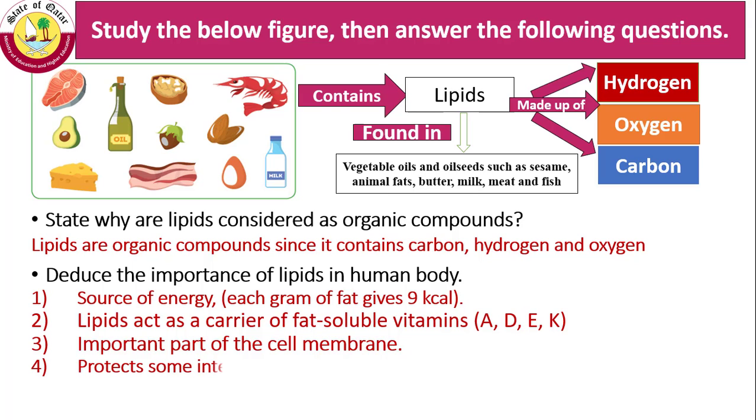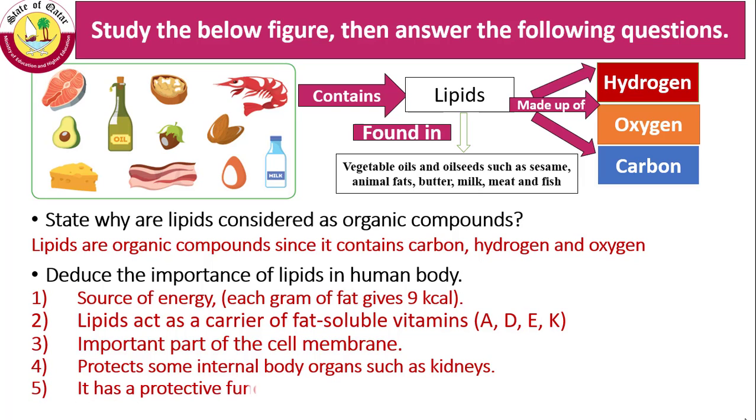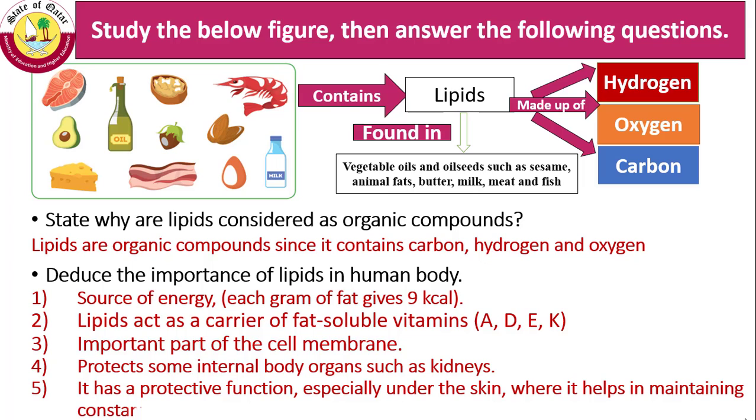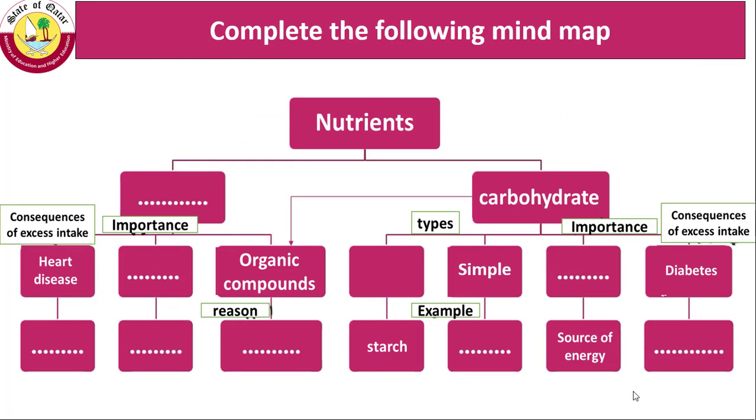It protects some internal body organs, such as kidneys, since there is a layer of fat surrounding your vital organs and keeping them protected. It has a protective function, especially under the skin, where it helps in maintaining constant body temperature despite the external temperature. And now, let's summarize what we have learned today by completing the following mind map.